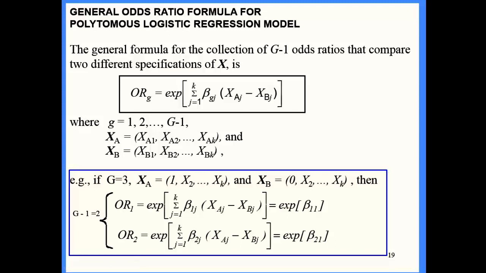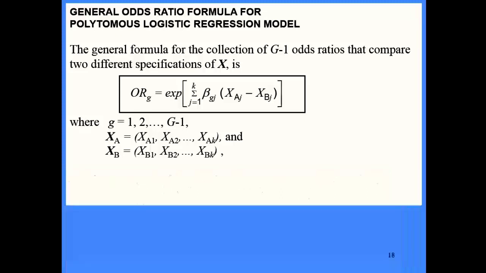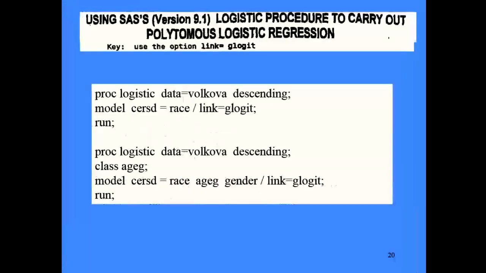So that's Polytomous logistic regression. That's the odds ratio general formula, and that's the model, the general formula. Now, how do you do this in practice? Well, here's the code. How do you do this?